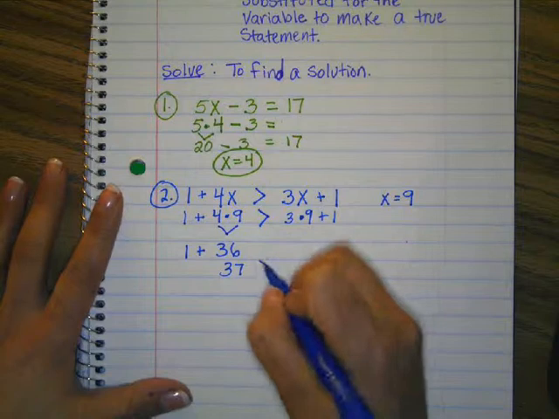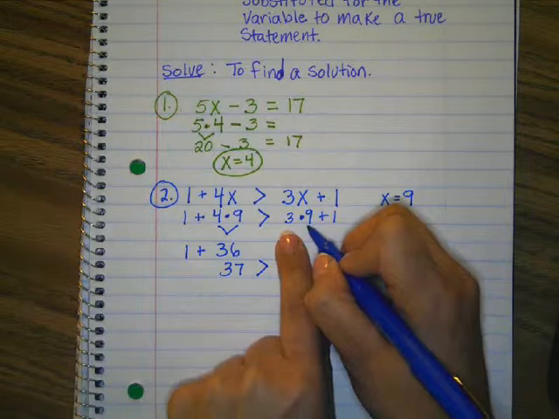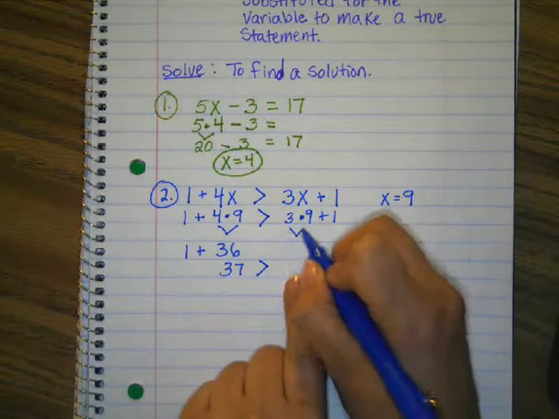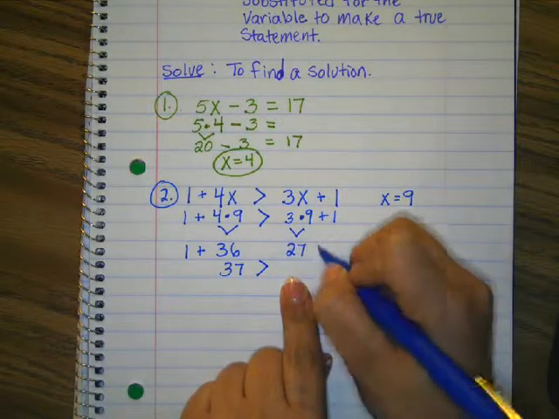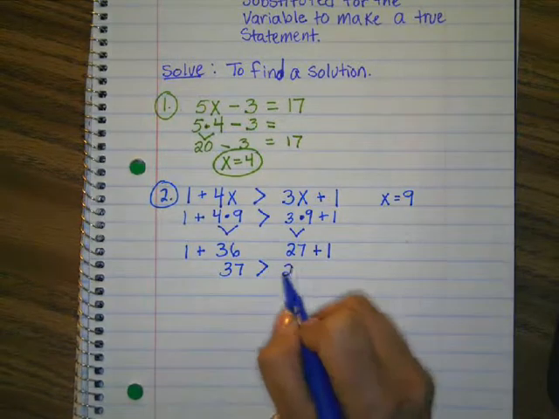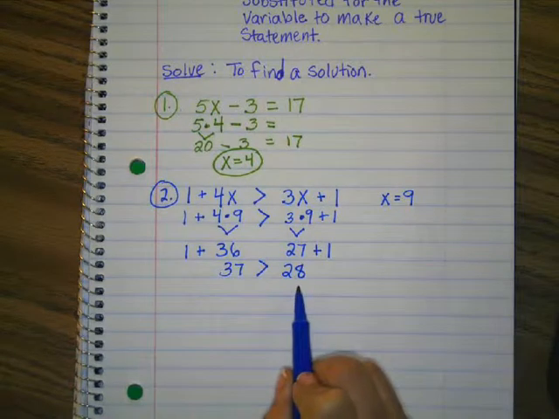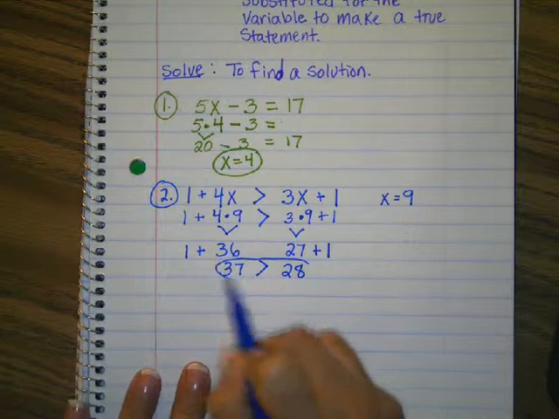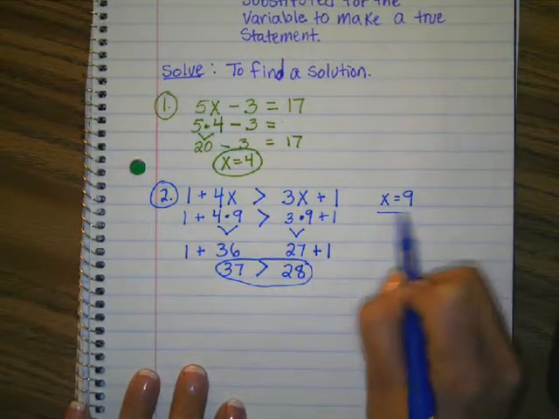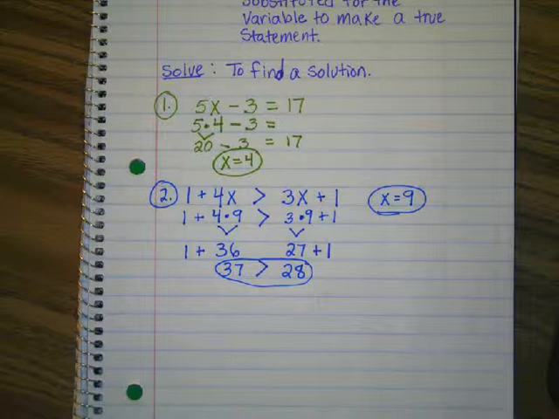Okay. Plus 1. Don't forget that plus 1. What does that give us? 28. Is 37 greater than 28? Yes. So x equaling 9, that is a possible solution for this inequality. Could x be other numbers to make it true? Yes. And sometimes they'll ask you for more than one possibility, right? We did that a little bit on Friday.